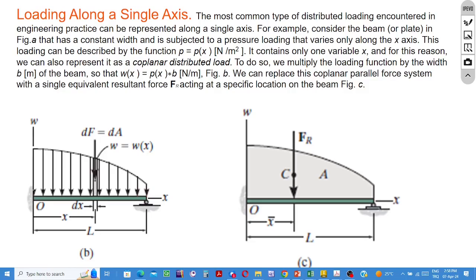So if the load is a coplanar distributed load, the load is given not in the unit of pressure, but in newtons per meter. We multiply the load function, the surface pressure, by the width of the contact surface. In that direction, the load is uniform. So we obtain another load expression, not in pressure unit, but in newtons per meter.